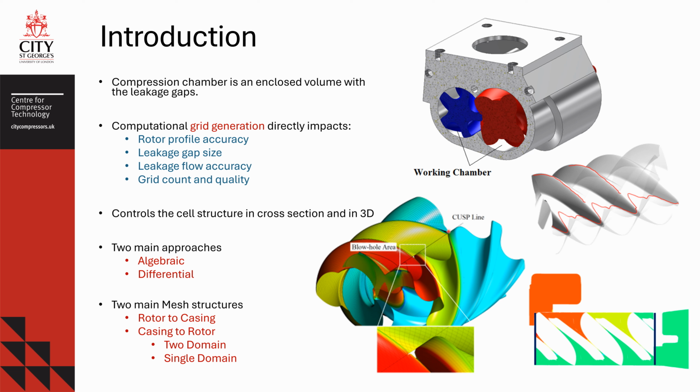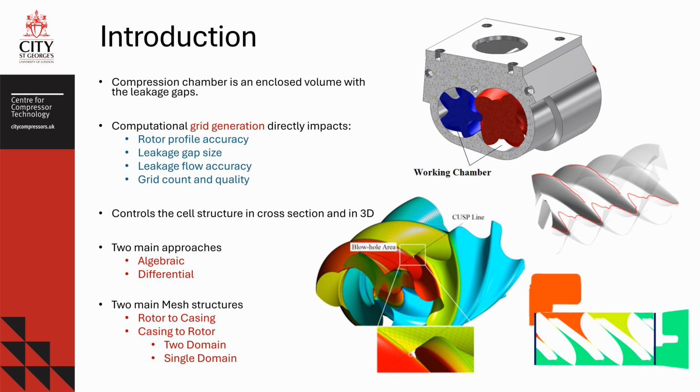What you see here in this snapshot is a representation of the cusp line. There is a top cusp and a bottom cusp. And between this cusp line and the rotors, a small region is formed called the blowhole leakage area, which is highlighted here. This leakage area is directly captured by the rotor grid.